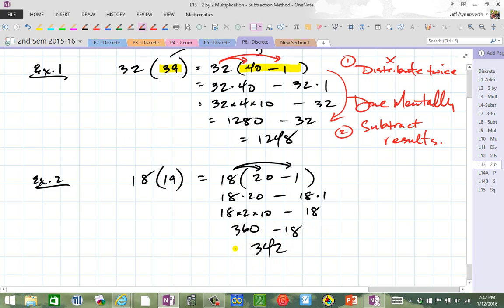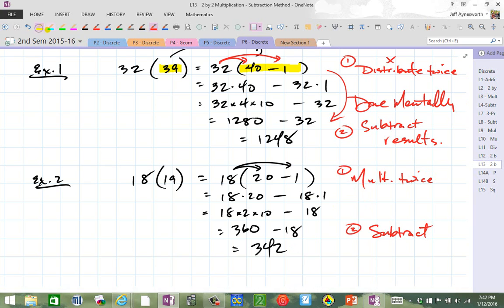So you subtract left to right. All right? So you multiply twice and you subtract. Right here, this is where you multiply twice. Multiply twice means distribute twice. That's step 1. Step 2 is right here. You subtract the results that you keep in your mind, and you get 342.